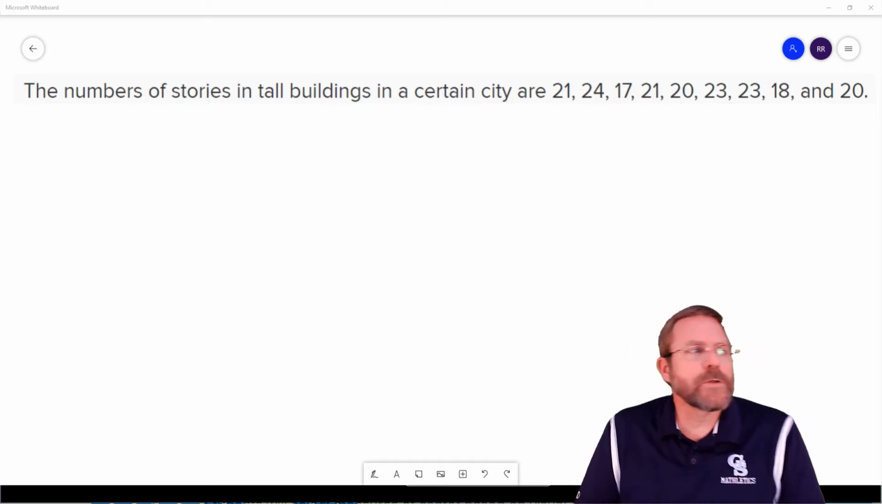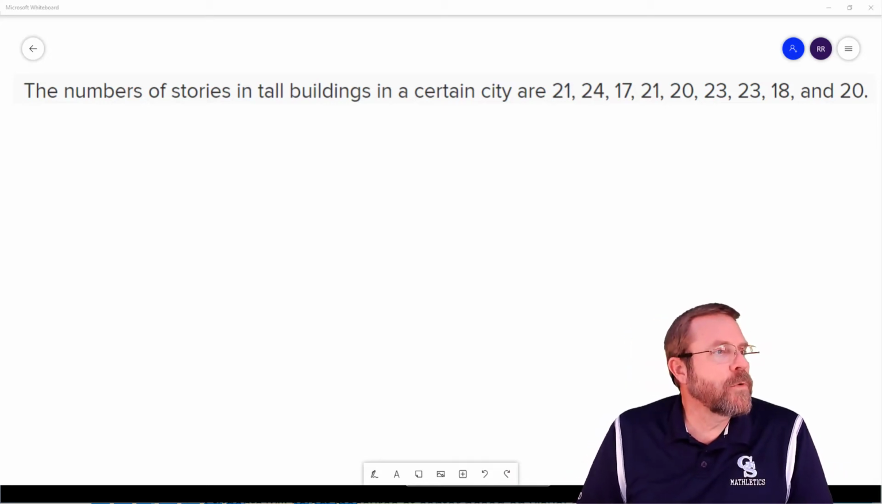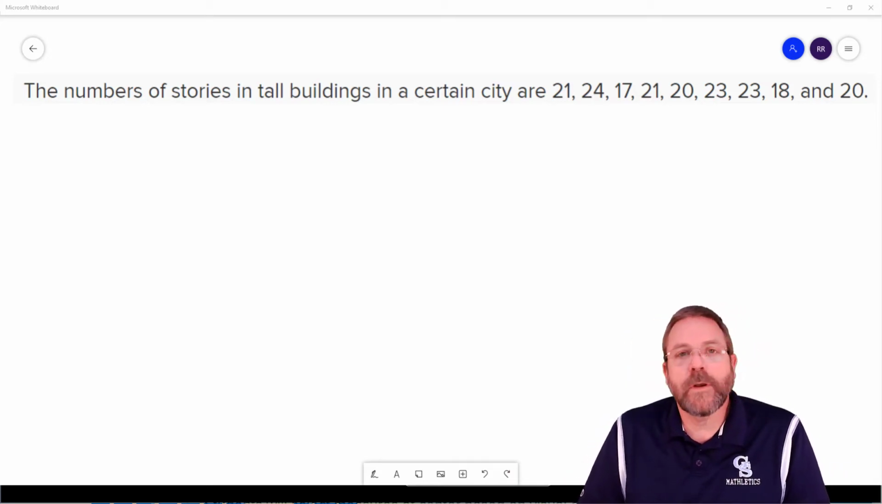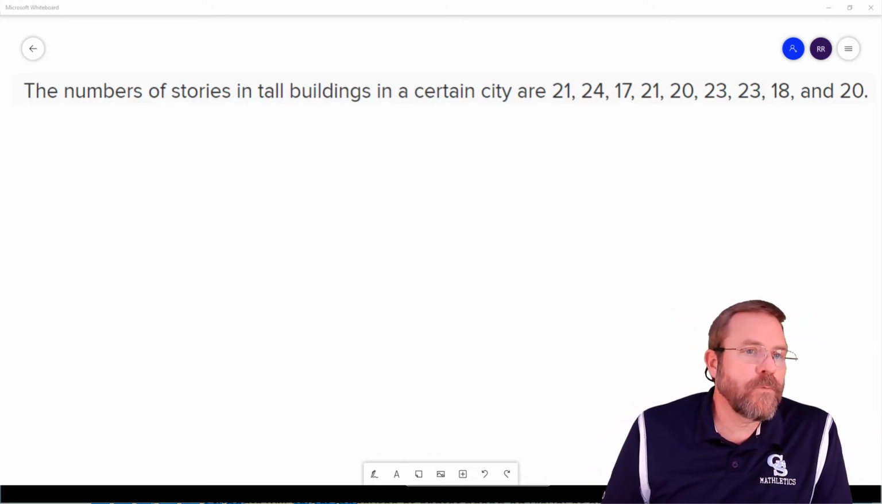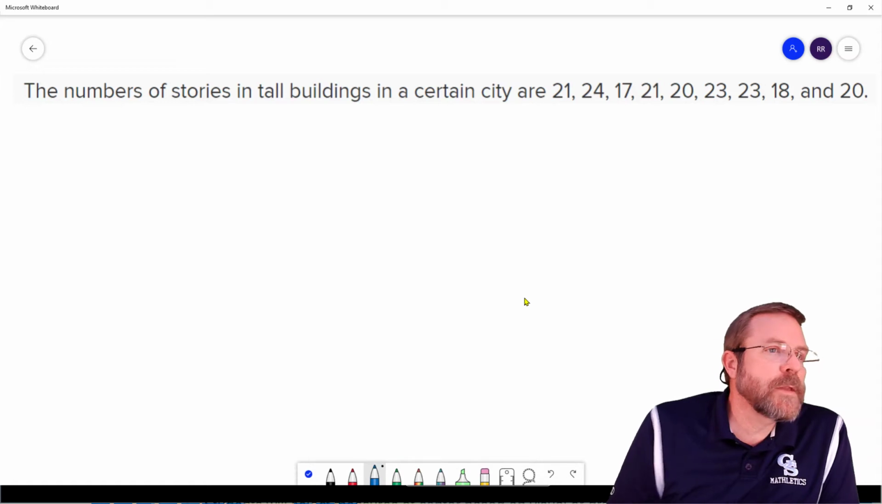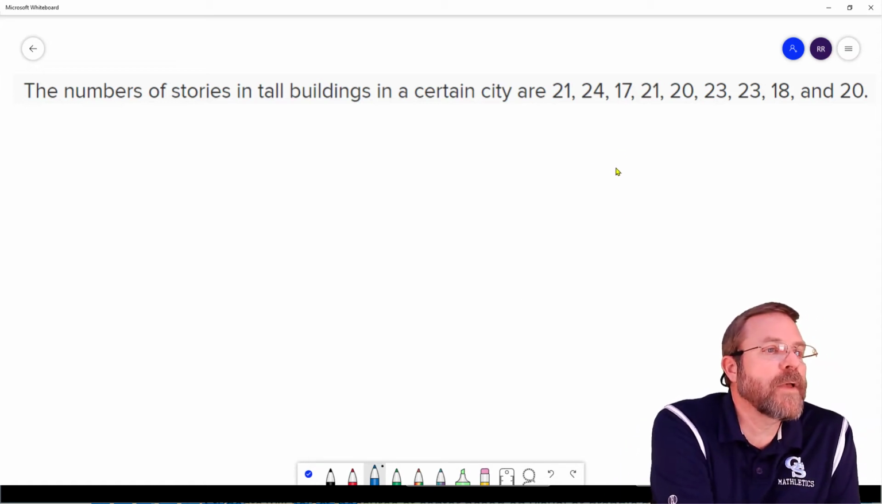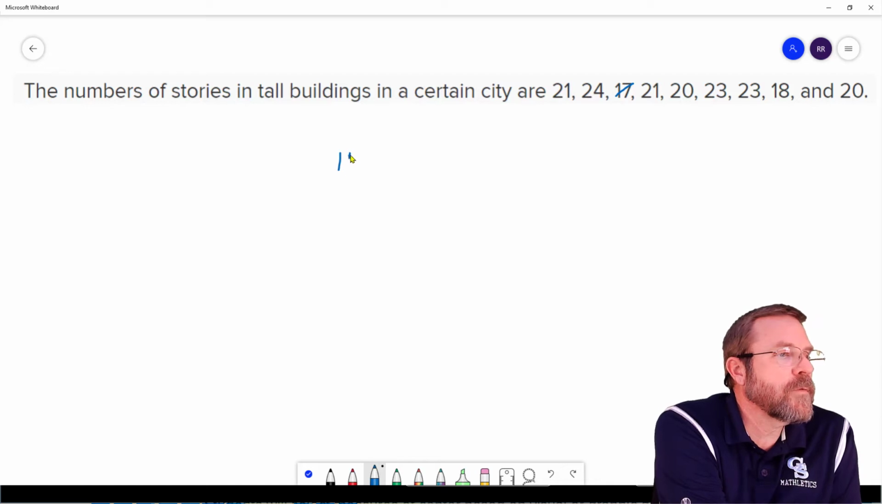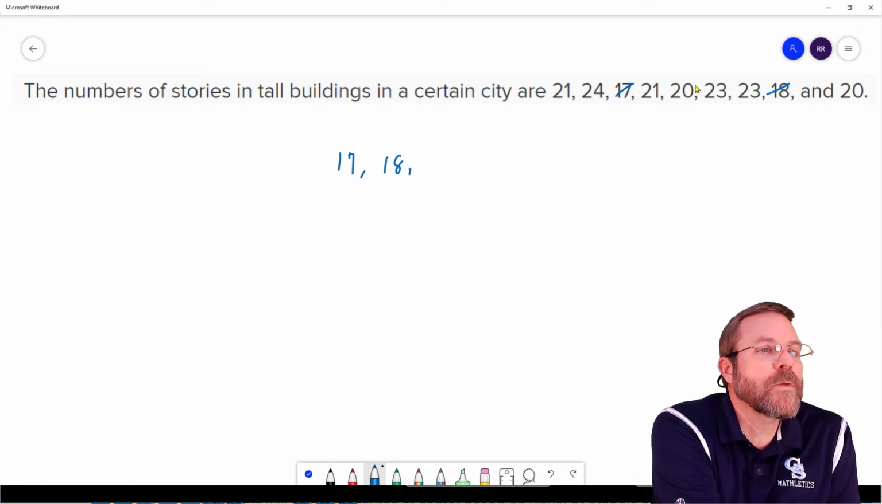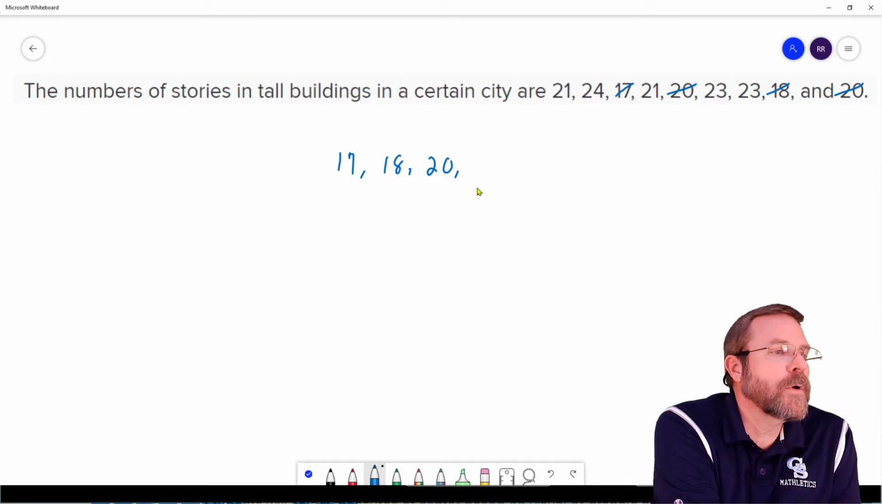Now for this question, we're looking at the number of stories in tall buildings in a certain city. And we're going to start off by ordering our values from least to greatest, which means that I want to mark them off as I do them so I don't get confused. First one is going to be 17, and then I have an 18 right here. After my 18, it looks like it's going to be a 20. And I got another 20 right there. That's going to be 4 data values.